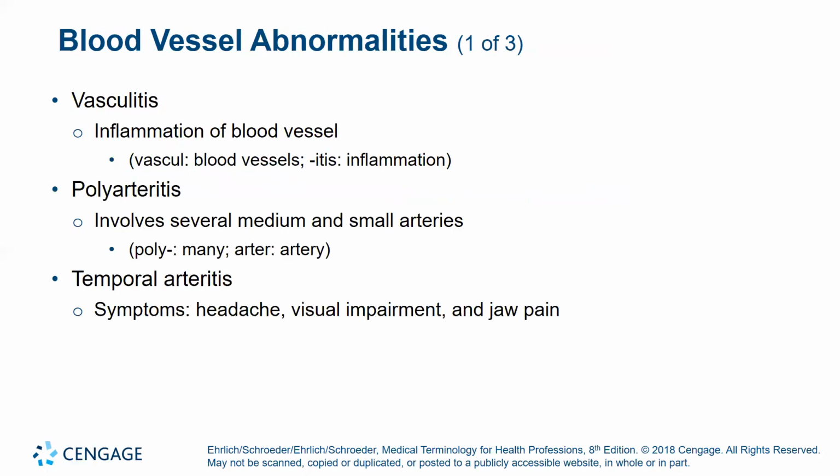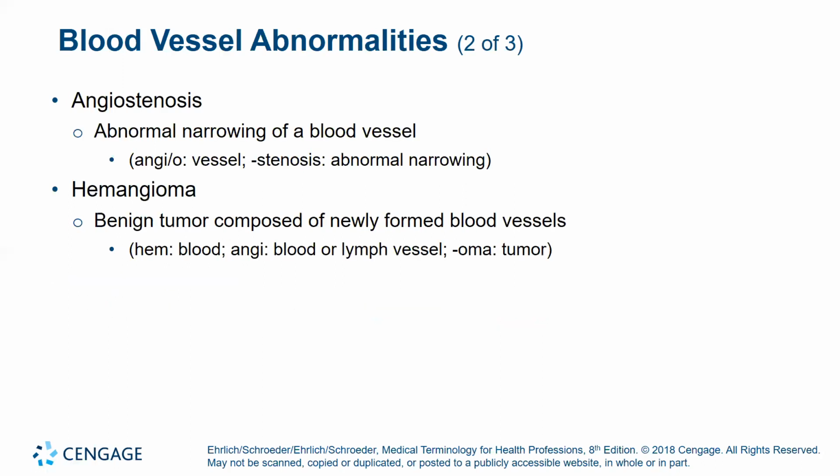We have vasculitis. These are blood vessel abnormalities. Vasculitis is inflammation of the blood vessel. Polyarteritis involves several medium and small arteries. You can see poly is many, arter is artery. Temporal arteritis. Some symptoms if you have temporal arteritis are headache, visual impairment, and jaw pain. Angiostenosis. Looking at that term, angio is vessel, stenosis is abnormal narrowing. So it's an abnormal narrowing of a blood vessel.